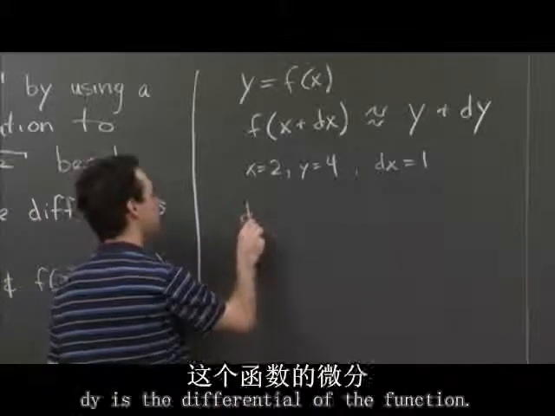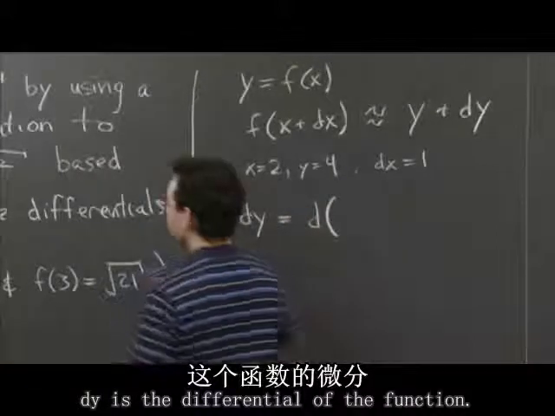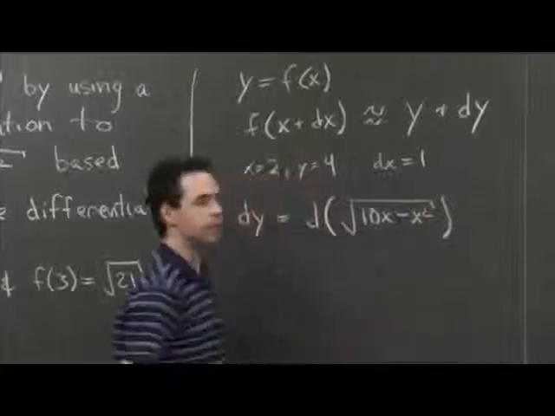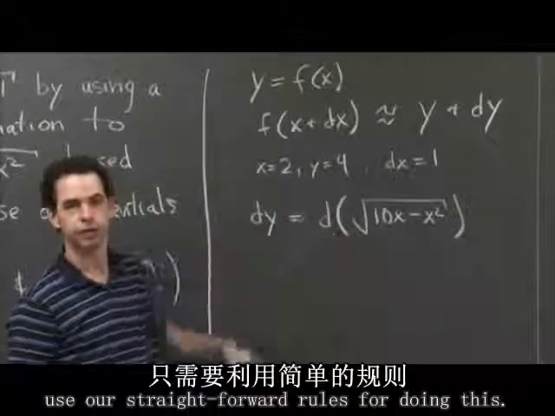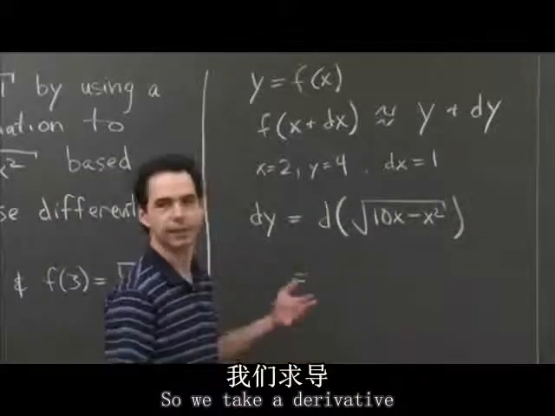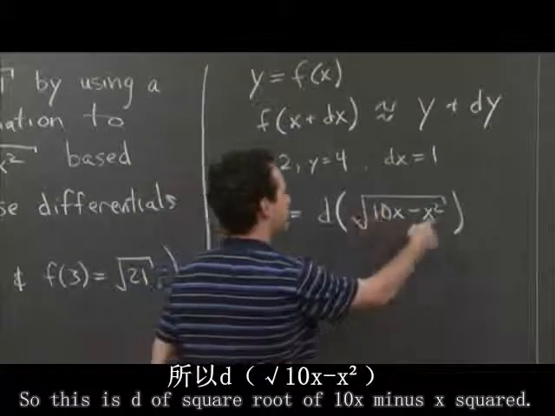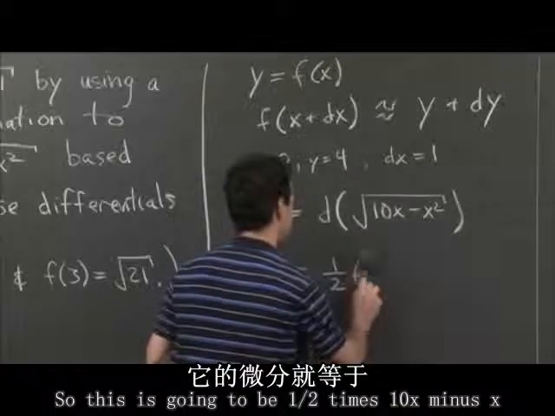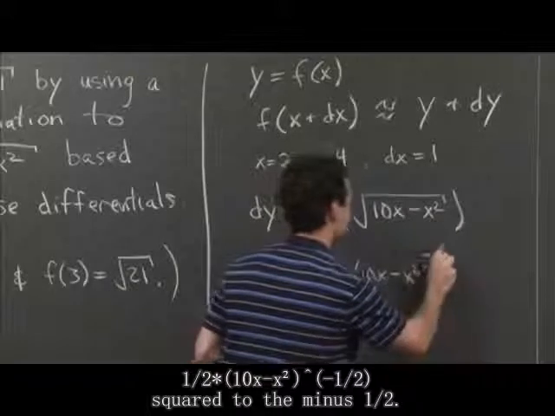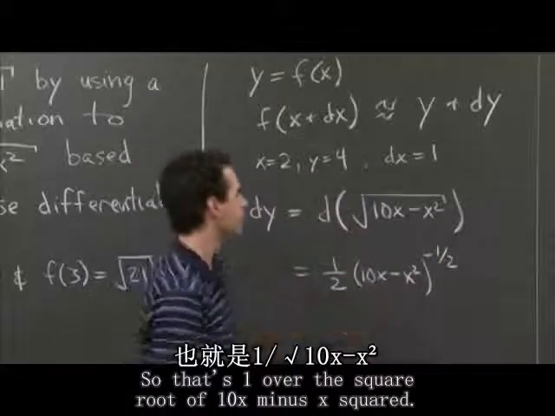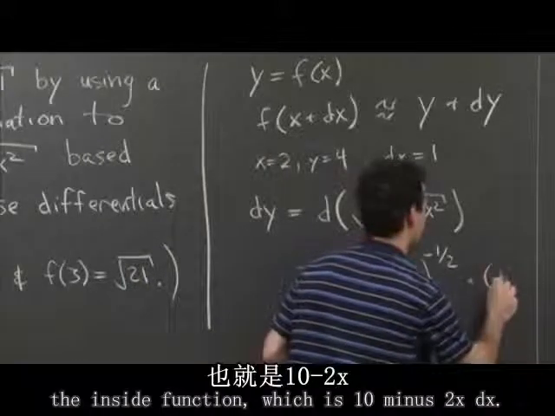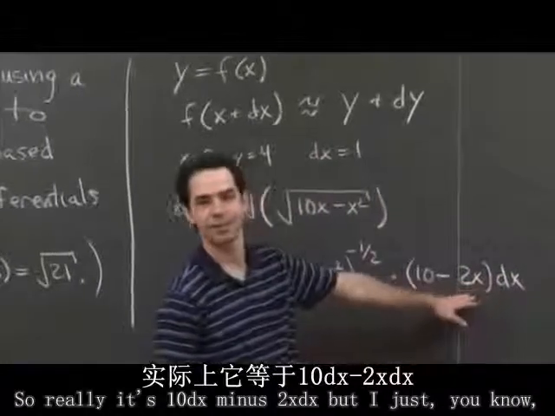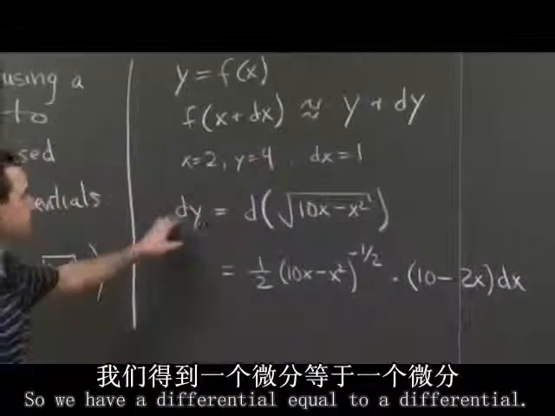So to compute dy, well, dy is the differential of the function. So this is d of the square root of 10x minus x squared. To compute this differential, we just use our straightforward rules: we take a derivative, and then we have dx's where necessary. The outermost function is the square root function, so this is going to be 1/2 times 10x minus x squared to the minus 1/2. So that's 1 over the square root of 10x minus x squared. And now I need to multiply by the derivative of the inside function, which is 10 minus 2x dx. So really, it's 10 dx minus 2x dx, but I just pulled that dx out in front. So we have a differential equal to a differential.